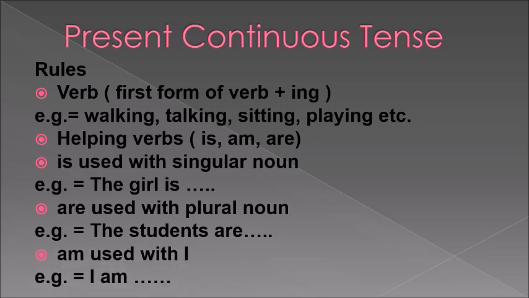Am is used with I only. Now, am जो है वो सिर्फ और सिर्फ I के साथ लगता है. Like I am completing my work, I am eating my lunch. So, I के साथ am helping verb लगता है. These are the rules for present continuous tense. These are very easy. You should memorize these rules for solving the exercise on the book.